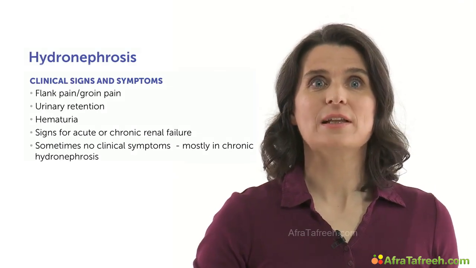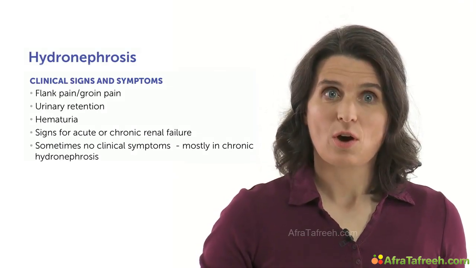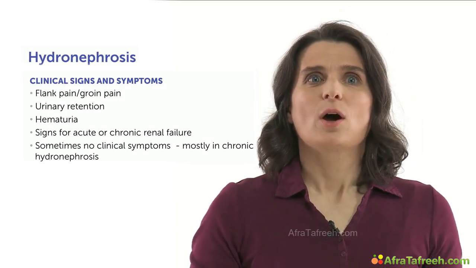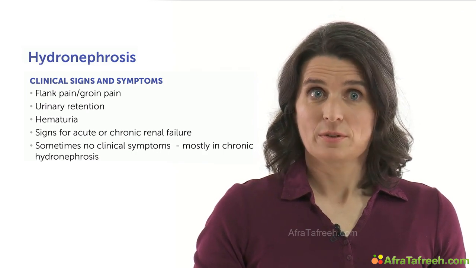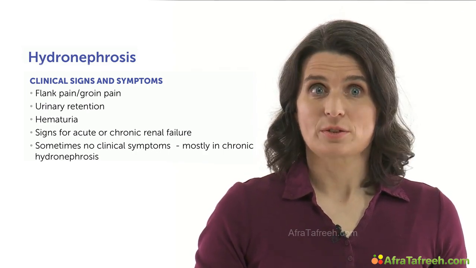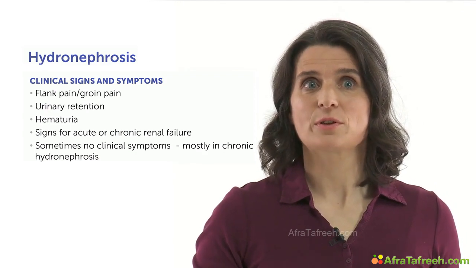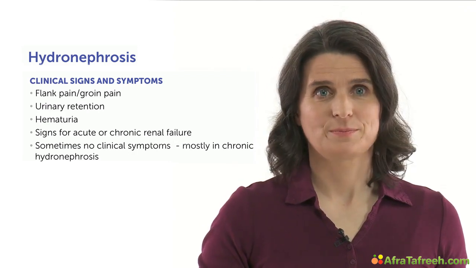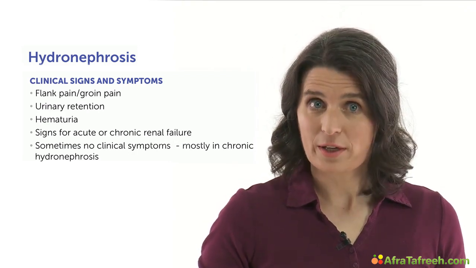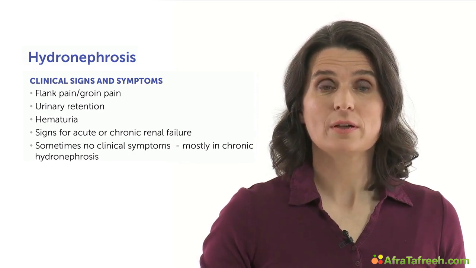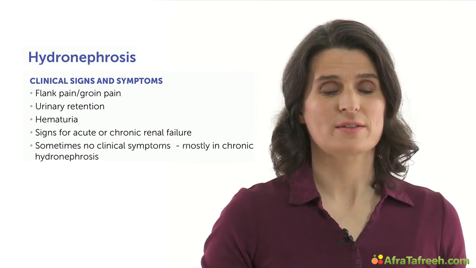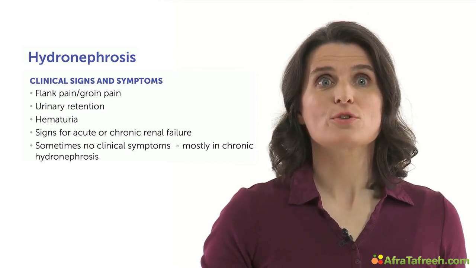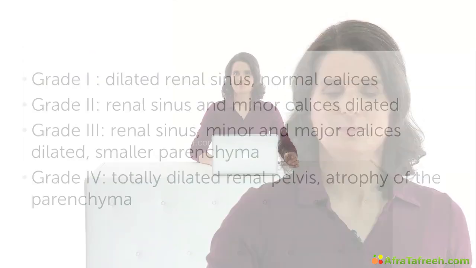Acute hydronephrosis can lead to flank pain, which is often also radiating into the groin area. Depending on the position of the urinary obstruction, there also can be urinary retention. For example, when there's strictures of the urethra, a urethral stone, or prostate hyperplasia. Depending on the cause for hydronephrosis, there can be hematuria and signs of renal failure in the blood tests. Chronic forms, especially when they are mild, can also show no clinical symptoms at all.